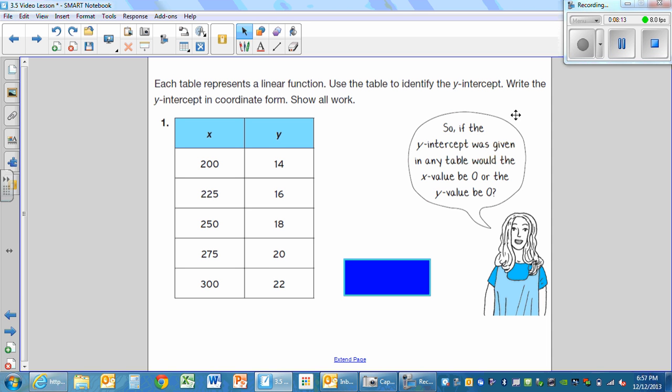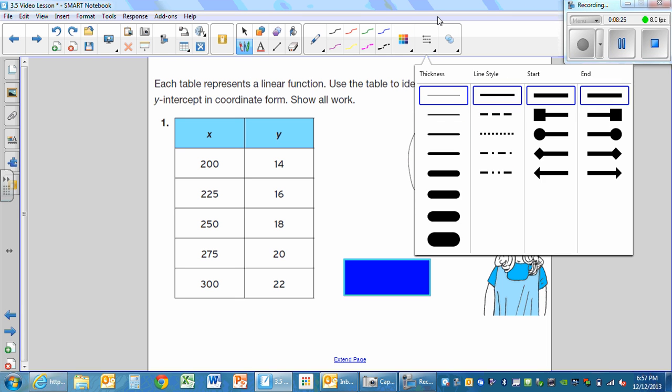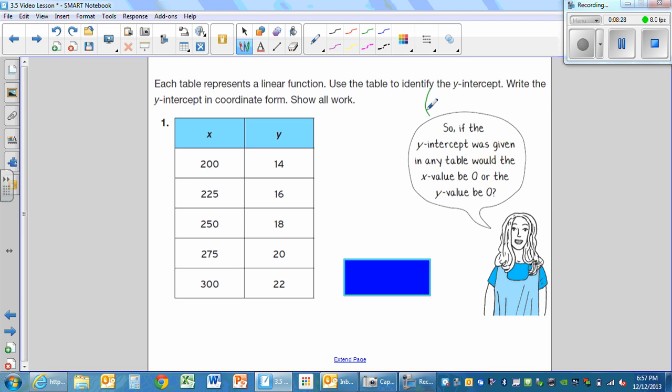She says, so if the y-intercept was given in any table, would the x value be 0 or the y value be 0? And if we remember back when we were writing all for the graphs, when we were finding the y-intercept, we always had over 0, up some number, which would be our y value. So the x value is 0 because, again, when you have your graph, you want to be ending up on this y-axis, which means you can't go over on your x-axis. We have to stay at 0, and then we can go up or down as many as we need. Okay, so your x value is always going to be 0.